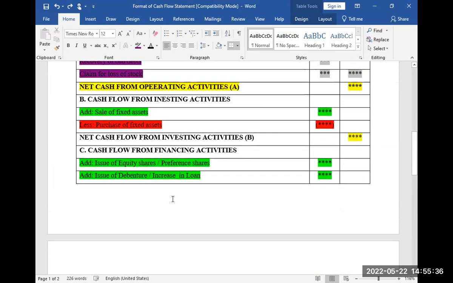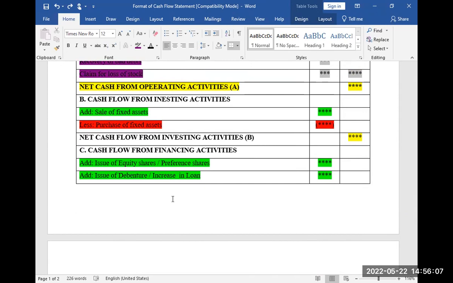If you add these four, again repeat it: opening balance of cash and cash equivalents of the company, plus net cash flow from operating activity, plus or minus net cash flow from investing activity, plus or minus net cash flow from financing activity. If you do these three and add with the first one, that is opening balance, you will get the closing balance of cash and cash equivalents.